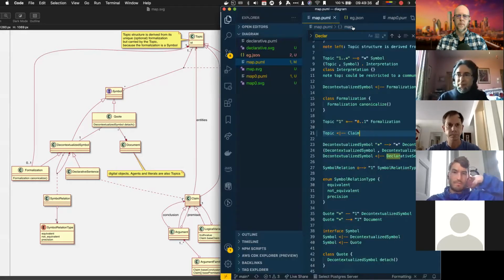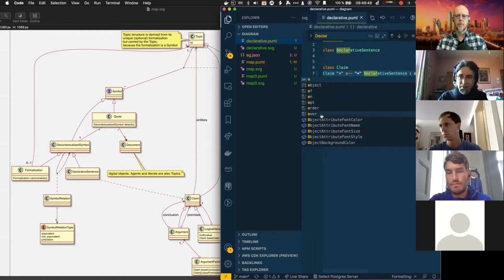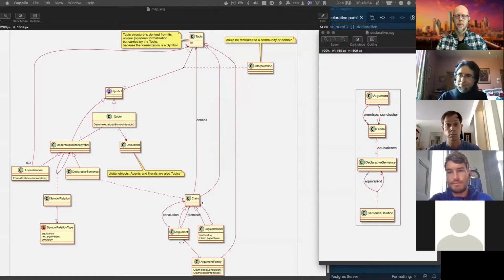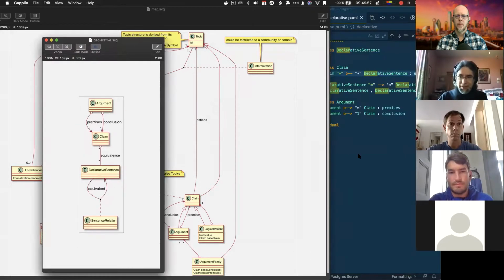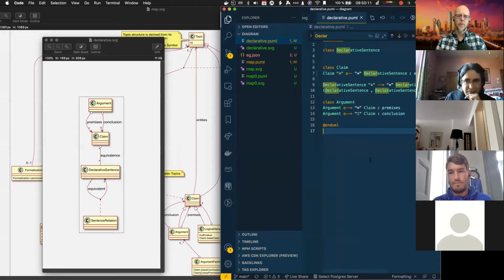Let me... declarative... PUML, and that is what I was trying to model here, and I agree that I didn't do it right yet, is that I do not see a declarative sentence. Whenever I create a declarative sentence, I implicitly create a claim because it's implicitly part of a singleton. Before I relate it to anything else, it's part of a singleton set.